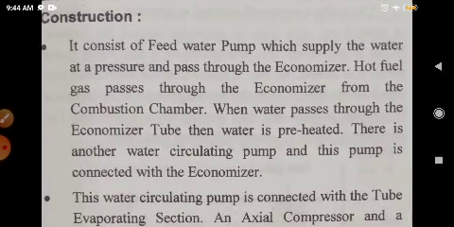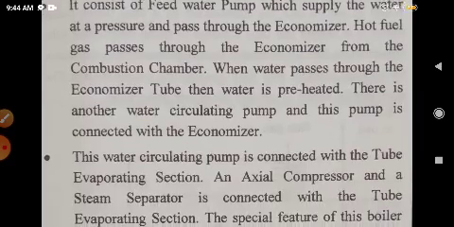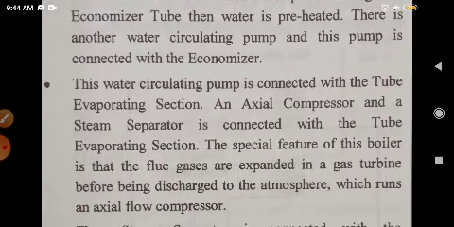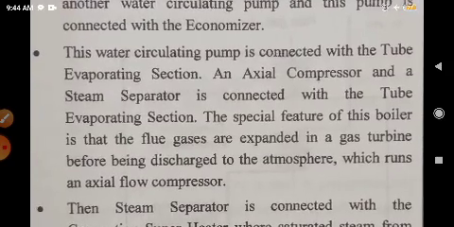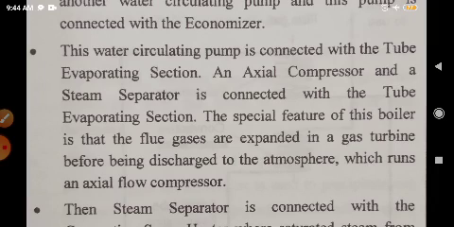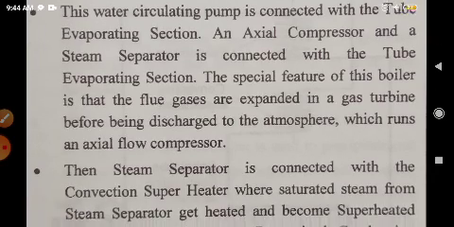Hot flue gas passes through the economizer from the combustion chamber. When water passes through the economizer tube, the water is preheated. There is another water circulating pump, and this pump is connected with the economizer. This water circulating pump is connected with the tube evaporating section, and a steam separator is connected with the tube evaporating section.